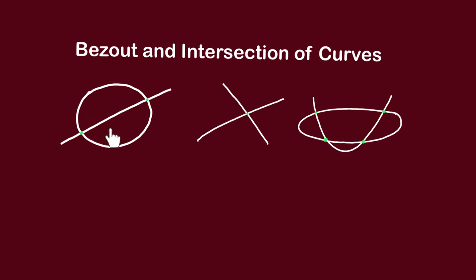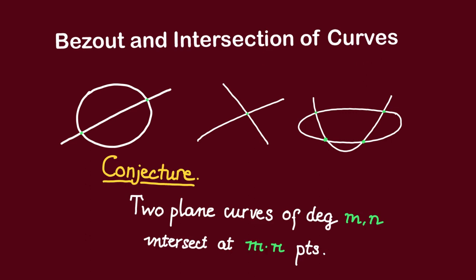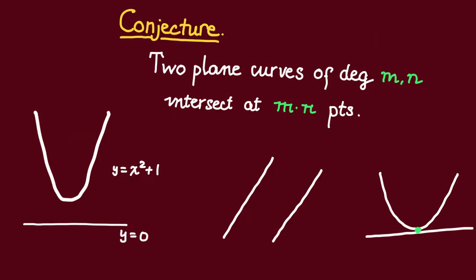Well, if you look at these examples here, you see here we have a curve of degree 2 intersect a curve of degree 1 at 2 points. Two curves of degree 1 intersect at 1 point. Here two curves of degree 2 intersect at 4 points. So it's reasonable to conjecture that possibly two plane curves of degree m and n intersect at exactly m times n points. But that's clearly not quite right.